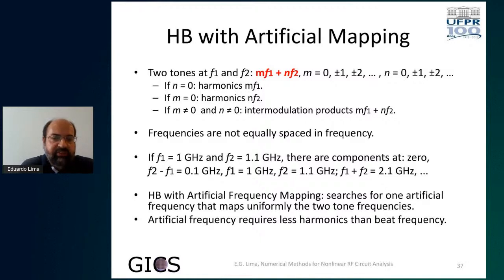The harmonic balance with artificial mapping searches for a unique artificial frequency that maps uniformly in frequency the two tone frequencies. When such artificial frequency is used, the number of harmonics to be used in the harmonic balance is exactly equal to the number of non-null frequencies in the two-tone case. In comparison with the beat frequency, a very significant reduction in the number of harmonics to be used in the harmonic balance is observed by the use of the artificial frequency.